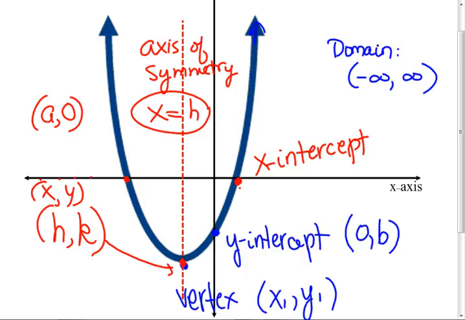Now, how many x-intercepts do we have to have? Do we have to have 2? No. I'm going to take my parabola here, and I'm going to move this parabola I just did. I could have just 1.